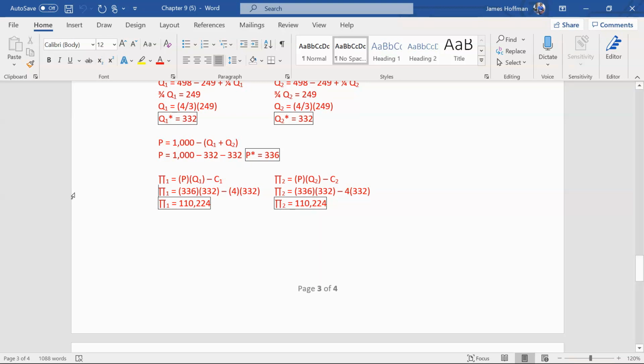Alright, price is 336. Q1 star is 332, and the cost function for all the firms here is 4 times Q. So 4 times 332. And then you put this in the calculator, and you get a profit of firm 1 of 110,224.